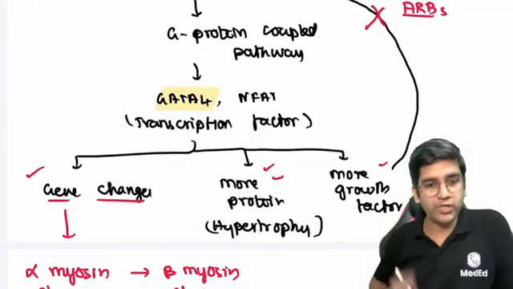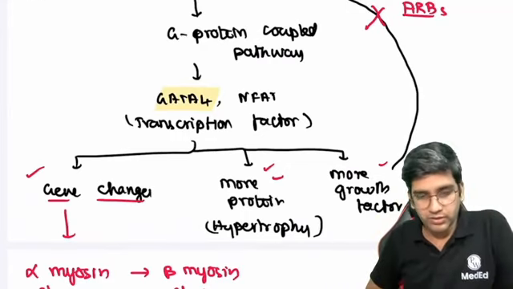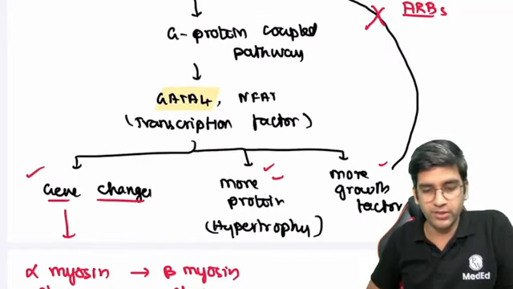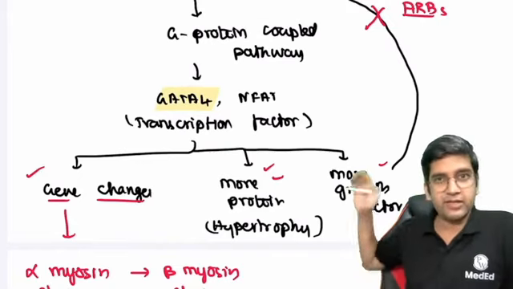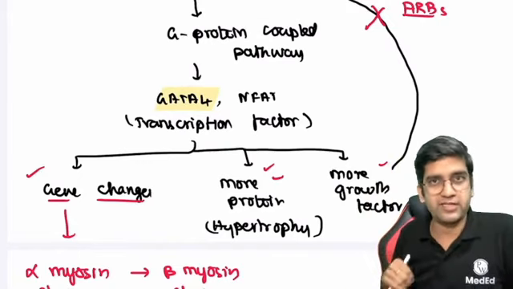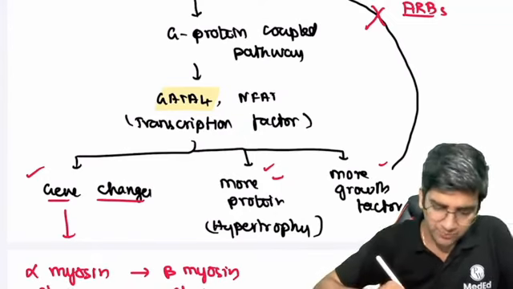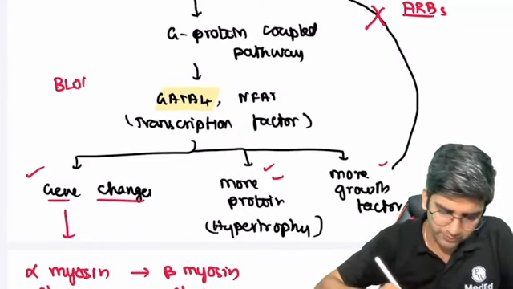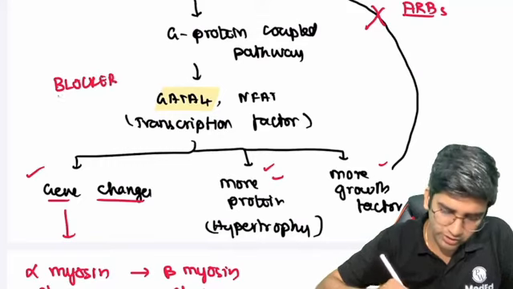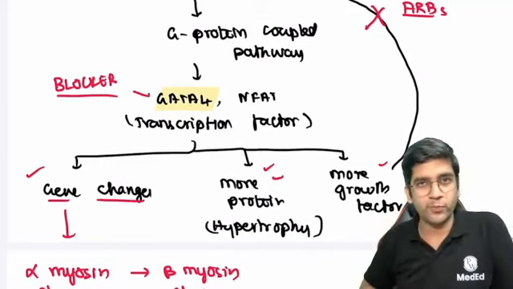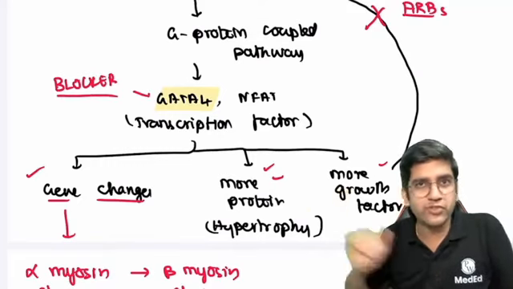Like I said, now why should I know this? The reason to know this is very, very simple. If I cannot stop it with ARBs, let's say the person's hypertension is not responding to ARB, can I say I can produce a blocker here? If I produce a blocker which blocks GATA4, will the entire hypertrophy stop?